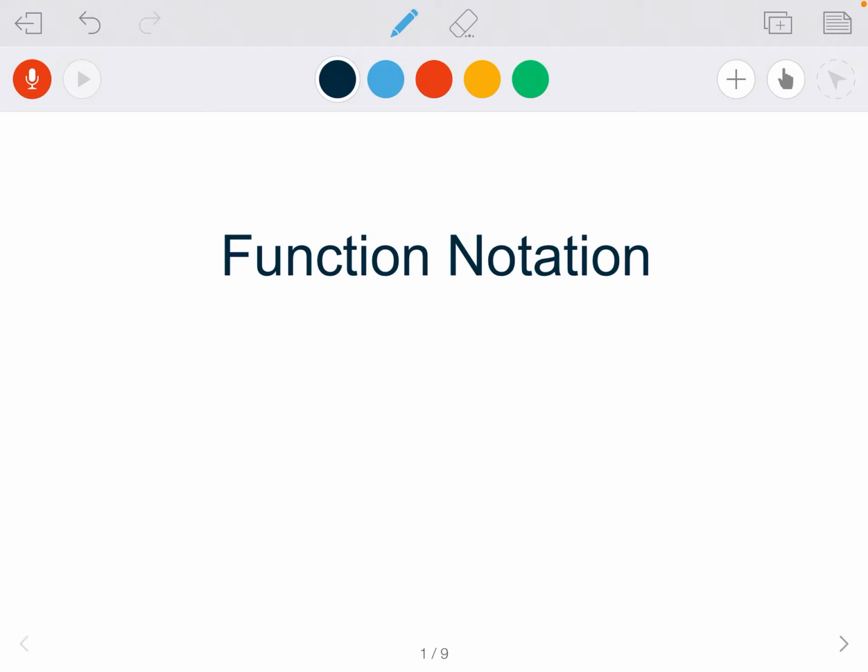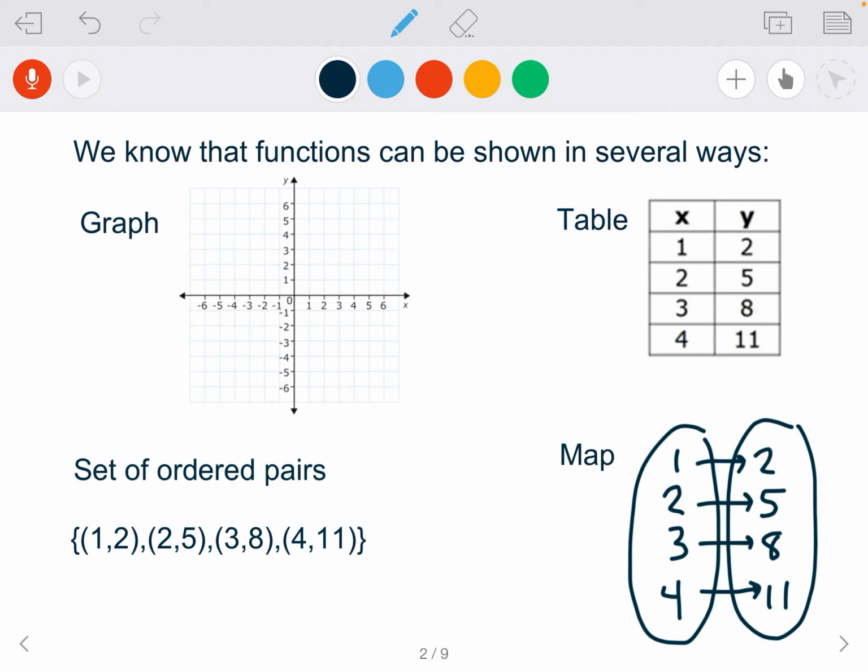Hey guys, today we are going to talk about function notation. You have learned some things about functions. You know that functions can be shown in several ways. For example, by a table of coordinates, by a map that shows those coordinates, by a set of ordered pairs that shows those coordinates, or by a graph, which, if I can get these dots fairly close to where they ought to be, would create the line that shows what that would look like on a graph.